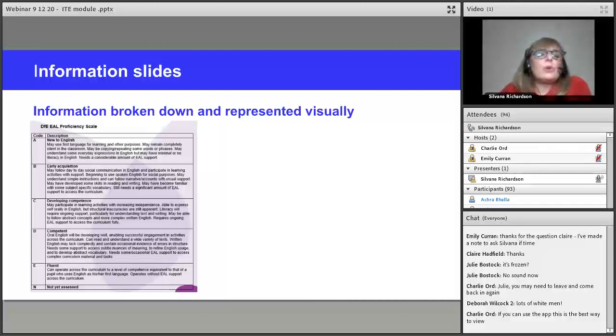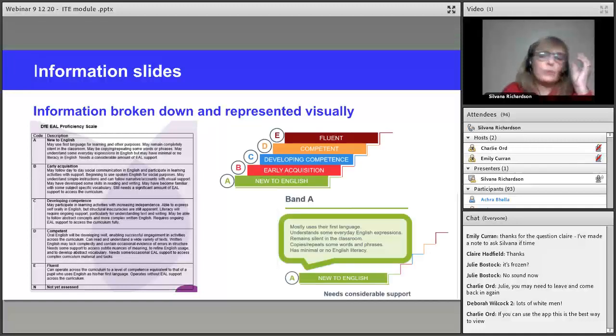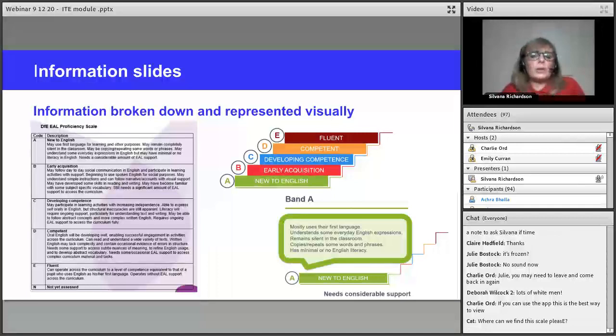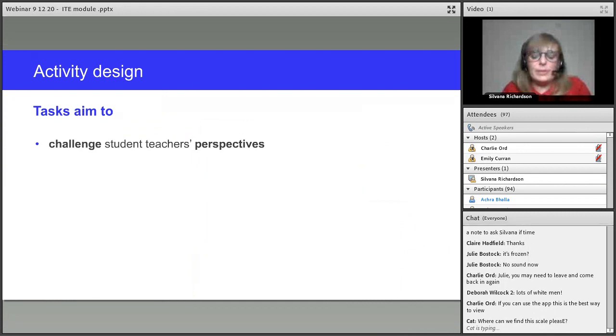This is an example of how we broke down information or represented it visually. This is an example of how a local authority has represented the old DfE EAL proficiency scales, and this is how we've chosen to represent it. You know, the idea of a scale, of a ladder with a lower level at the bottom and the higher level at the top, echoing new to English, early acquisition, etc., and then just focusing on one specific band there. So as you can see, it's broken down. Then there will be a similar slide for band B, C, etc., again represented visually.